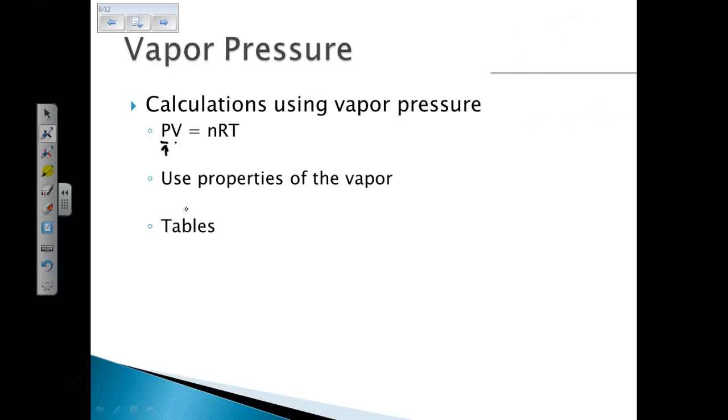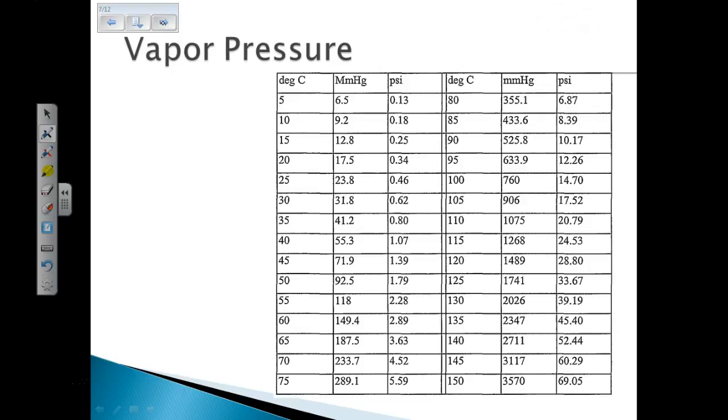Now, I say tables here because there are lists and lists and lists of tables, and this happens to be the vapor pressure of water. I don't think I would ever expect you to memorize vapor pressures of anything. You just have to go to a table and look it up.